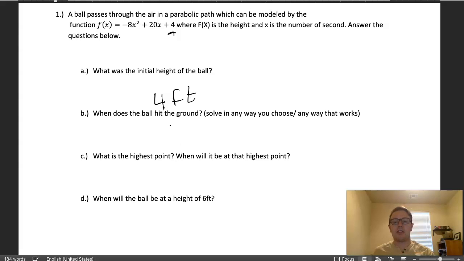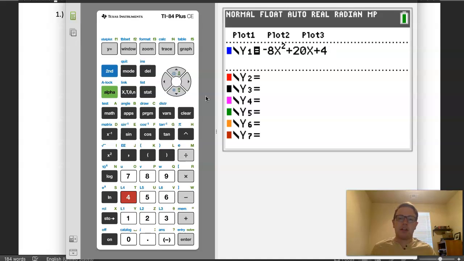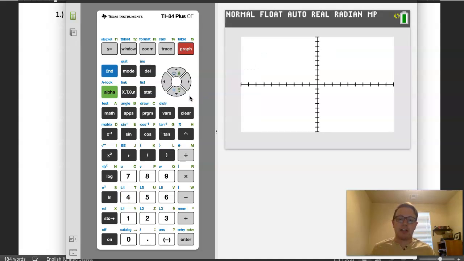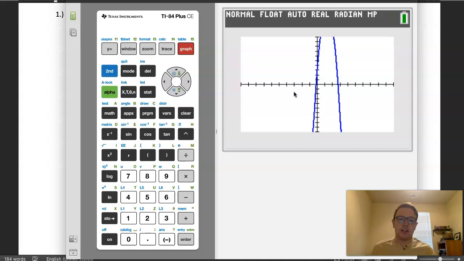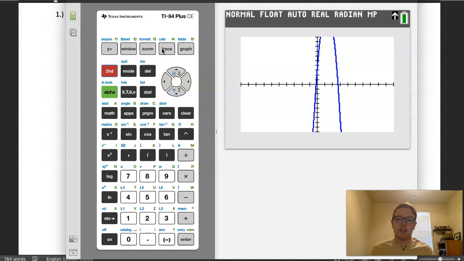When does the ball hit the ground? Now we can solve this in any way we want to, or any way that works. So we can factor this, or we can graph this. I think let's go ahead and graph this. So here we are. We have this ready to graph. Let's hit that graph button. Okay, and it looks like it hits the ground pretty quickly. Let's figure out what our two zeros are.